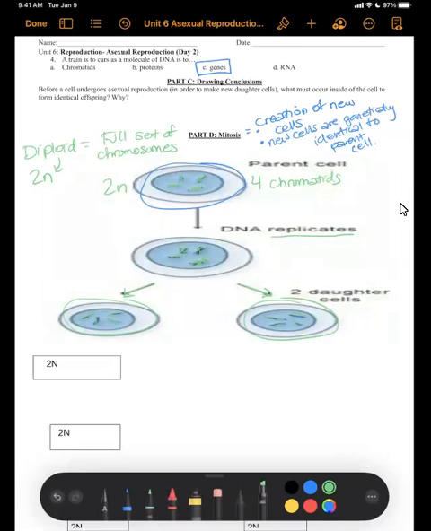When that DNA replicates, right, it becomes 4N. Now you have twice the amount of DNA that you normally have, right? 2 times 2 is 4, right? But when it splits again, now we have to do 4 divided by 2 because we're gonna have equal amounts in each cell. These two cells are now 2N and 2N again. We started with 2N and now we're ending with 2N, okay?